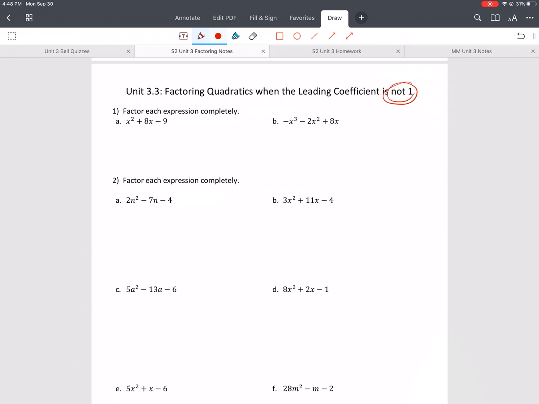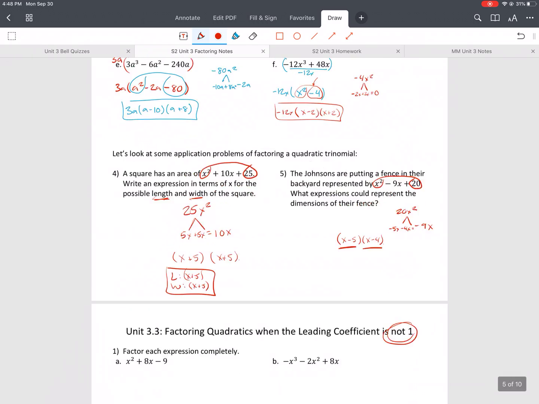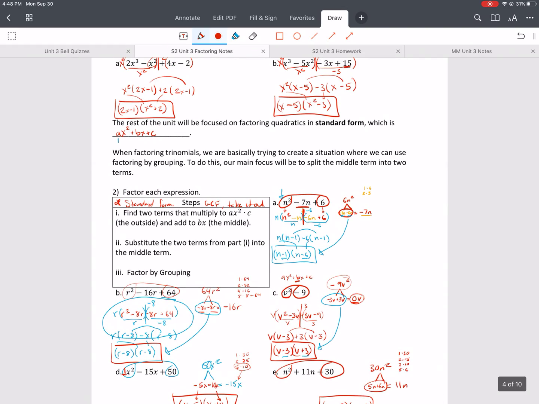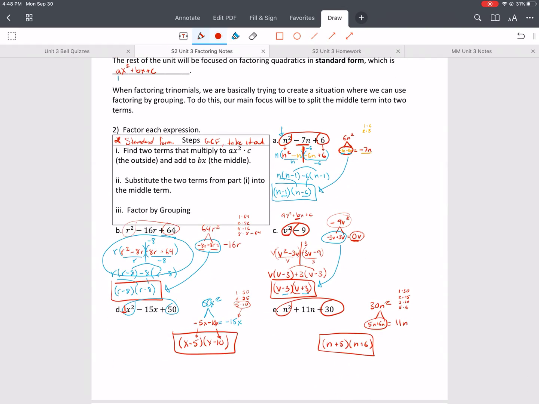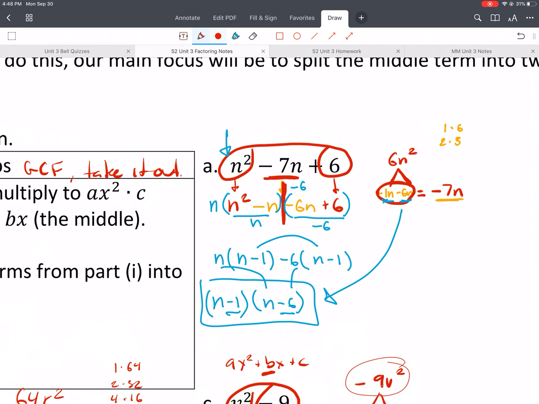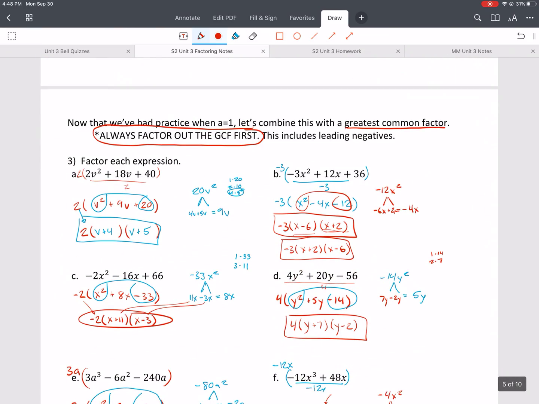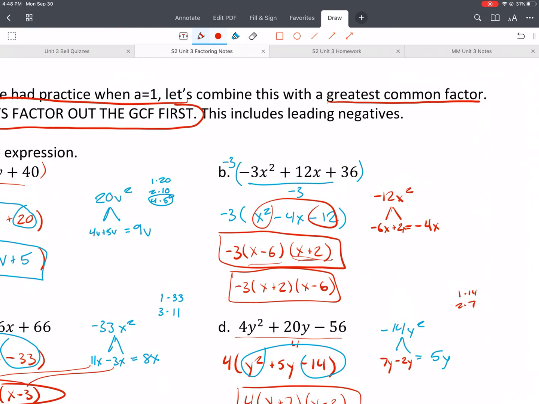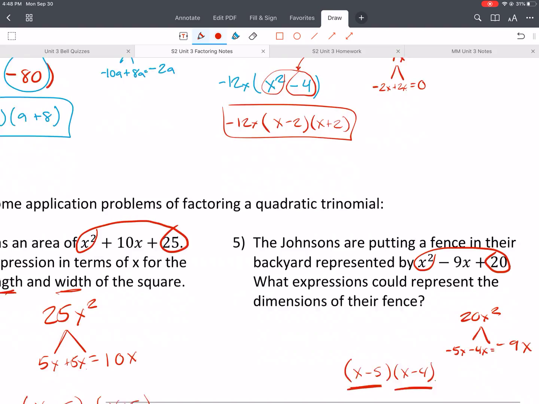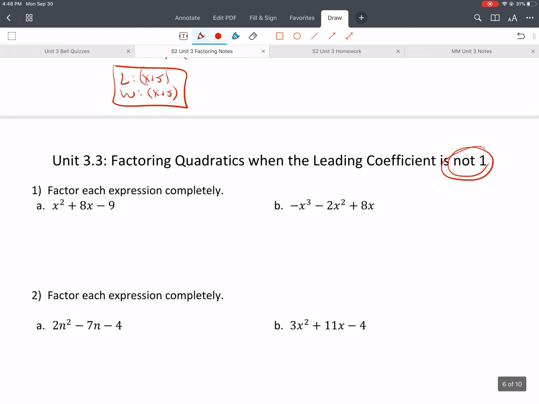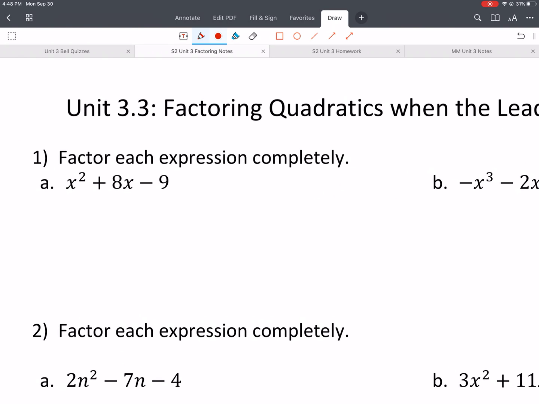Alright, so last time we had problems that were all like perfect. They didn't have any numbers in front of the x squared. And when we did have ones with numbers in front, our a values, we could factor those out, okay? But for this session, we are going to have situations where we cannot factor out enough to be able to have a equals 1, all right? So let's do a quick review.